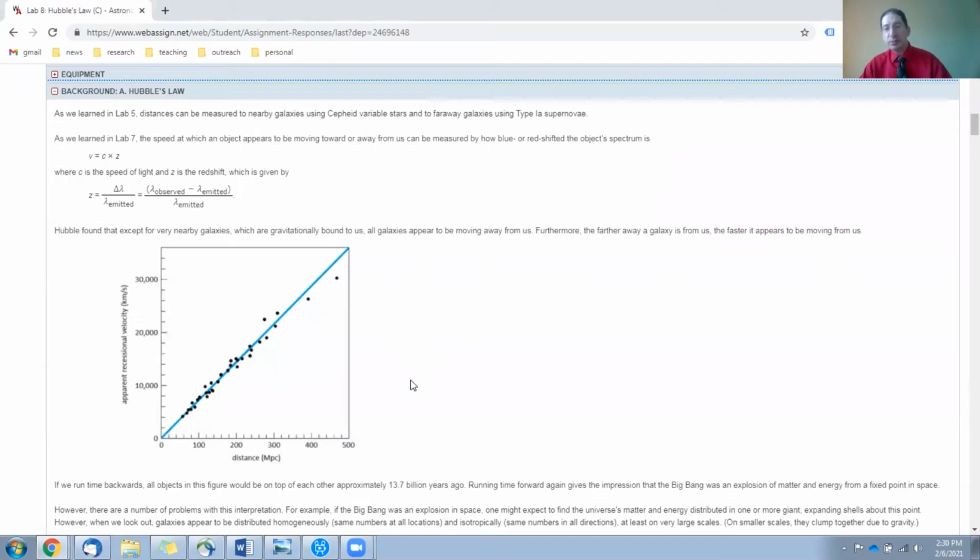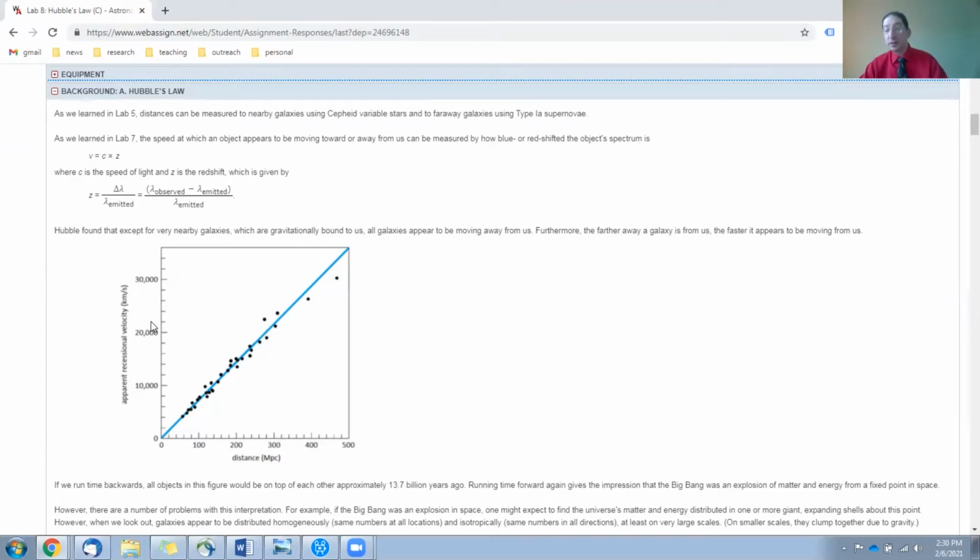Hubble's law is a plot of two things for galaxies. On the x-axis, we plot the distance to the galaxy, how far away it is. On the y-axis, we plot the galaxy's apparent recessional velocity, or how fast it appears to be moving away from us. And I say apparent and appears for a specific reason, which we'll get to in the next background section. So distance on the x-axis versus velocity on the y-axis.